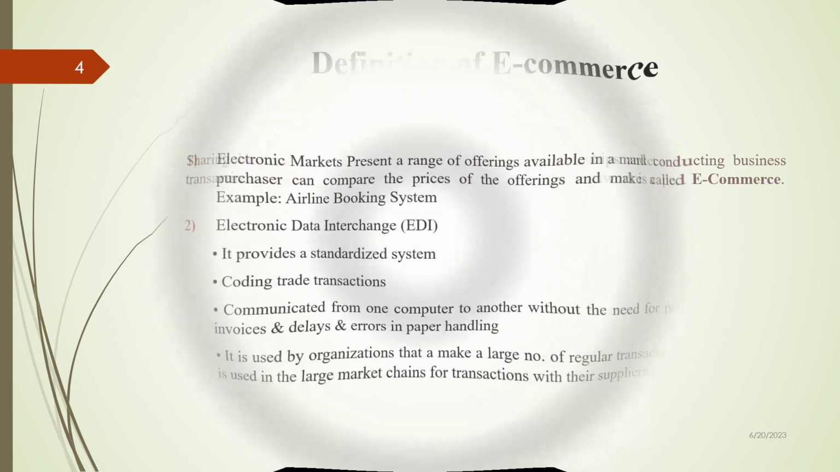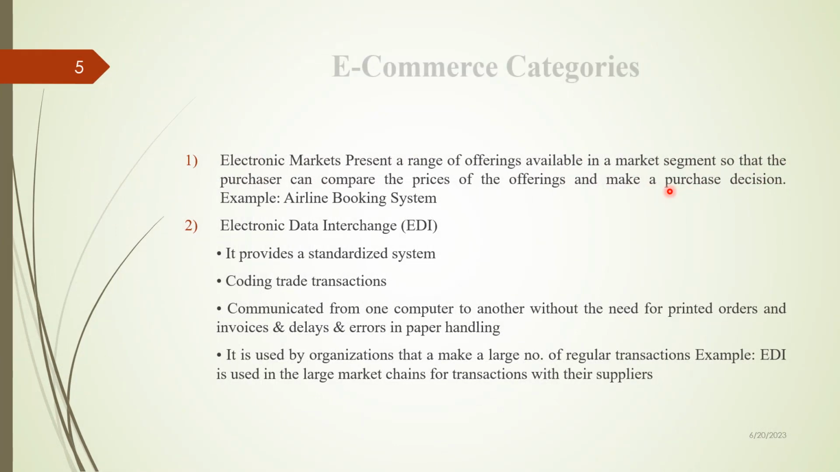Then slide number 5, we have categories of e-commerce. We can say electronic markets present a range of offerings available in a market segment so that the purchaser can compare the prices of the offerings and make a purchase decision. Example, an airline booking system. The second one, we've got electronic data interchange, EDI.